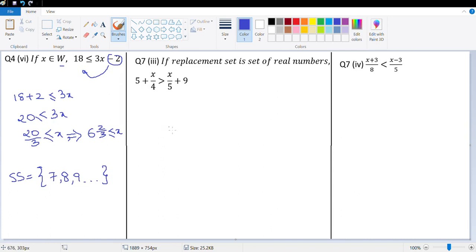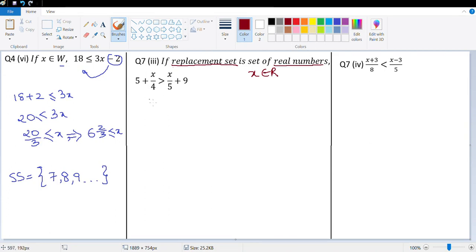Next question. The next question that we do is question number 7, part 3. It says if replacement set is a set of real numbers. So here the question is mentioning a replacement set. What it basically means is x belongs to R, in this case, real numbers.